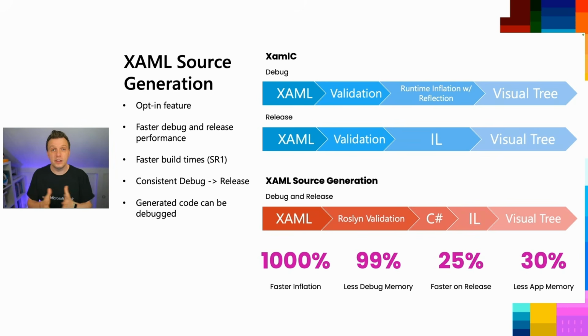These results, like these numbers, are not inflated, haha, pun intended. 1000% faster inflation, 99% less debug memory, faster on release, less app memory, and you will have the biggest gain in your debug builds, right? They tend to be a little bit sluggish, especially if you do it on Android and have a collection view or whatever. It will be jittery and whatnot. And then you do a release build and you're like, oh, actually my performance issues are not that bad. That is what is going to be fixed by this.